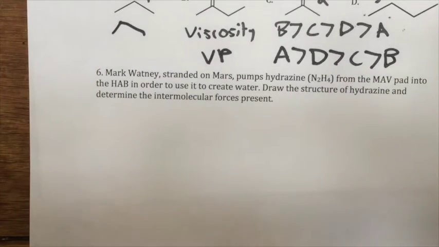So Mark Watney is stranded on Mars. Commander Lewis left him to die. So he needs to create water for his potato farm. So he pumps hydrazine, N2H4, from the MAV pad into the HAB in order to use it to create water. So I just want you guys to draw the structure of hydrazine and tell me which intermolecular forces are present. All right, so first the structure of hydrazine.